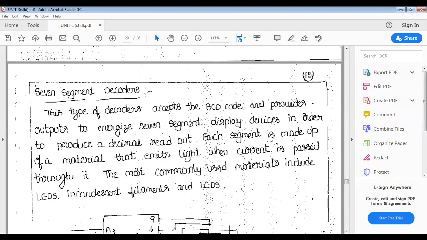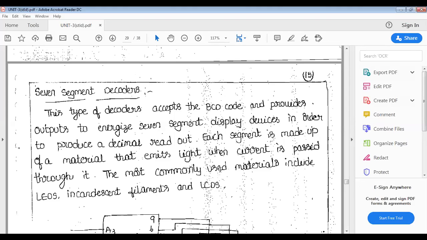Once again, I will explain what an encoder means. An encoder has 2 power n number of inputs and n number of outputs. A decoder means n number of inputs and 2 power n number of outputs. A multiplexer is similar to the encoder and a demultiplexer is similar to the decoder.